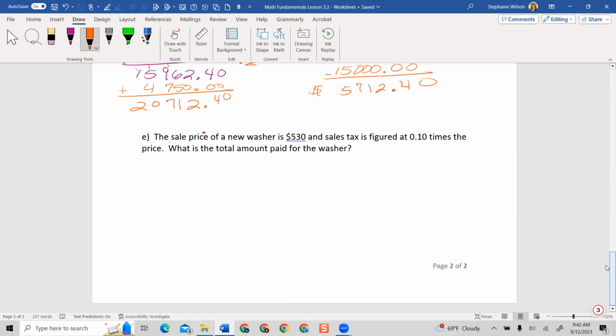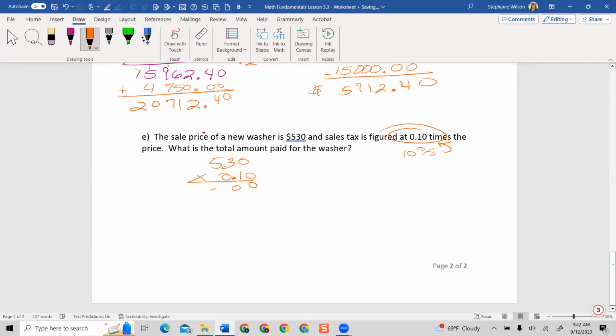All right. The next example says the sale price of a new washer is $530. Sales tax is 10%, which is 0.10 times the price. What is the total amount paid? So what you would do is take the cost of the washer and multiply it by the 10%. They wrote it in decimal form for us.